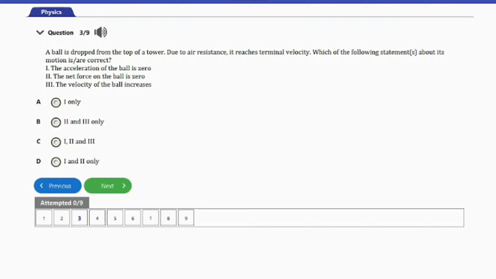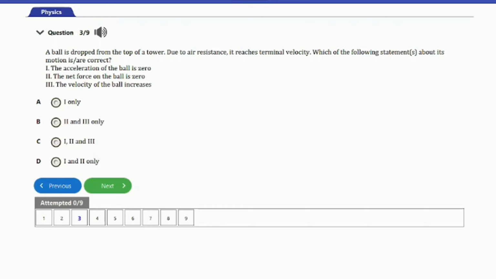We have I, the acceleration of the ball is 0. II, the net force on the ball is 0. III, the velocity of the ball increases. So guys, option A is I only, option B is I and II only, option C is I and III only, option D is II and III only. So guys, the answer to this question is option D, II and III only.